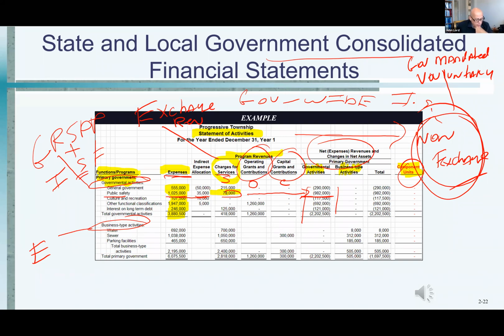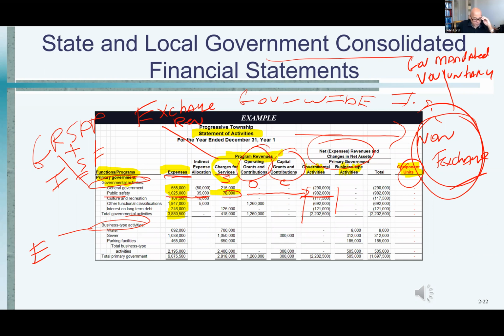So you take a look and we have public safety, 1,025,000 in expenses. They get some allocation of indirect expenses as well. Now, right there, we've started our income statement, our statement of activities, showing you the expenses of public safety. Now, the next three columns fall under the heading of program revenue. Program revenues are revenues generated by this government to defray the cost of public safety.